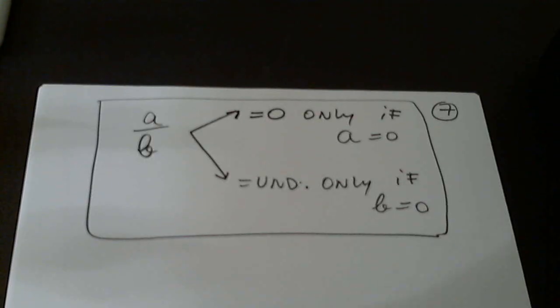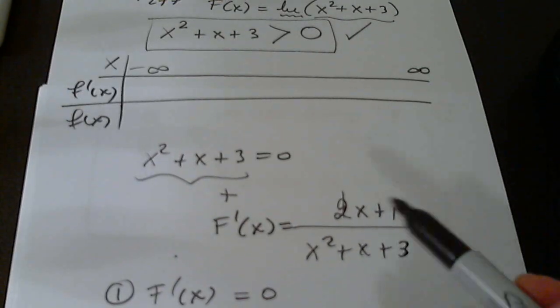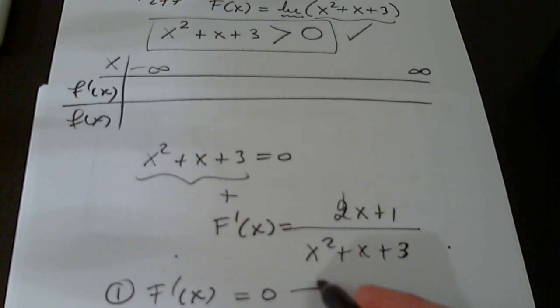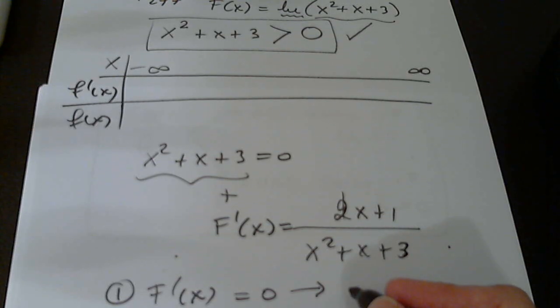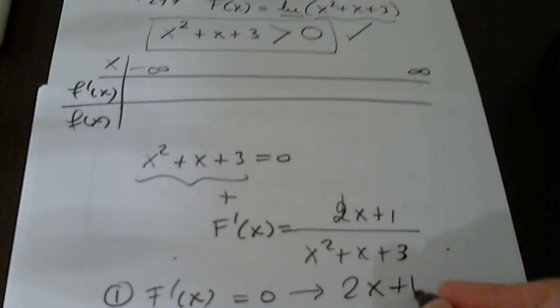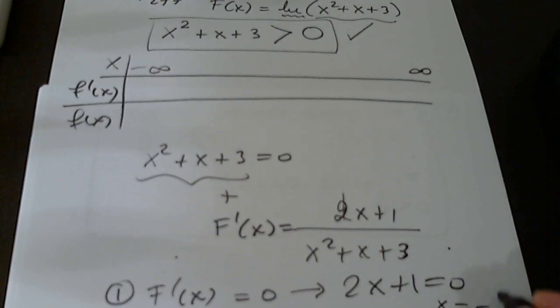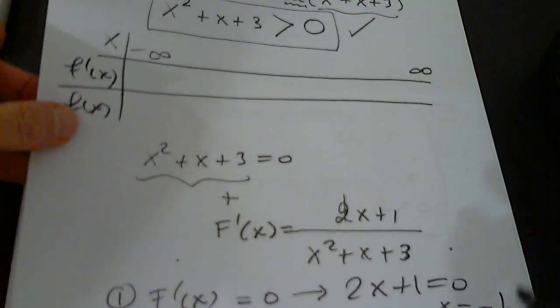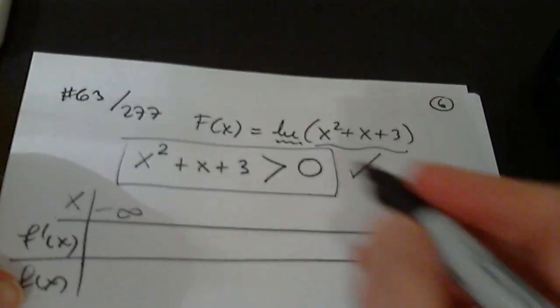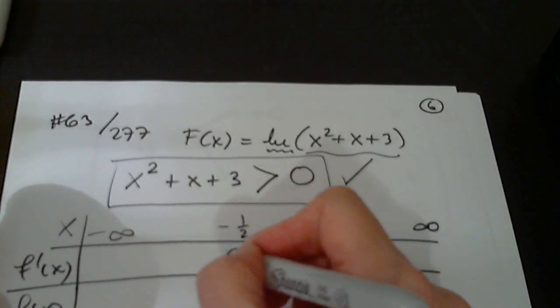So coming back here, when is this fraction 0? What should I write? 2x plus 1 equals 0. Very good, which means x equals -1/2. And this is the only critical number. So -1/2, 0.